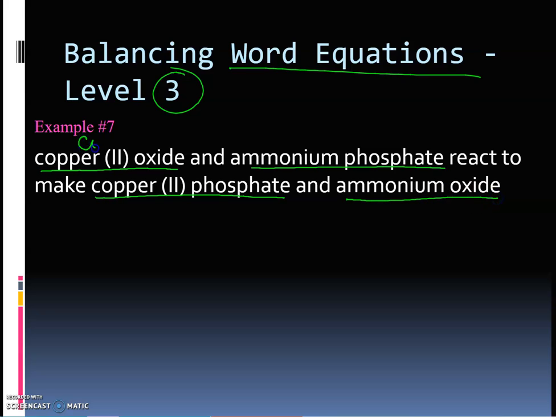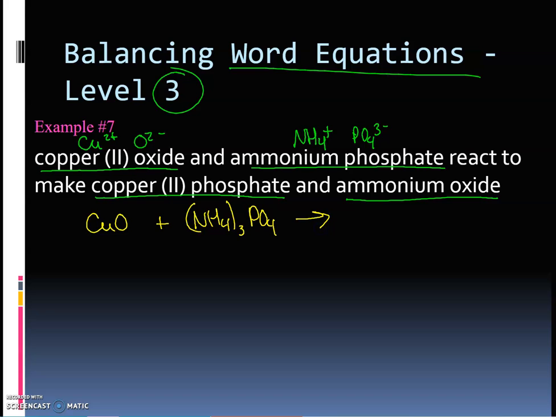So if this is copper 2 oxide, that is Cu2 plus O2 minus. So that means I am going to make, you guessed it, CuO. And ammonium phosphate is NH4 plus. Phosphate is PO4 3 minus. Crisscross those. And I'm going to get NH4 taken 3 times, PO4, yielding copper 2 phosphate, so Cu2 plus, PO4 3 minus. That means I'm going to make Cu3, PO4 taken twice when I crisscross that applesauce. And ammonium oxide is NH4 plus and O2 minus. So crisscross those, NH4 taken twice, O. You got all that? All right, goody goody gumdrops.